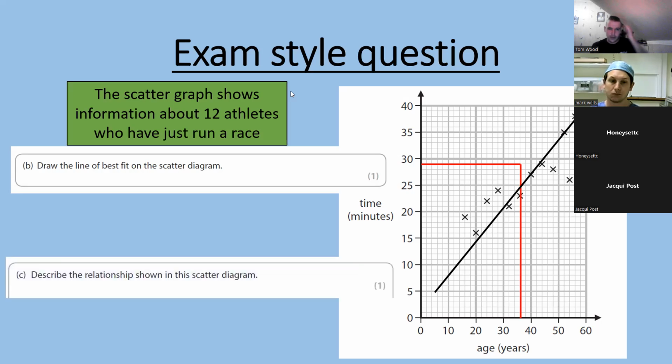So for question C then, we've just got our very nice, and again, very straightforward question here. Describe the relationship seen there. I'll let people pop in an answer for this one. Can anyone tell me what the relationship is on that scatter diagram?